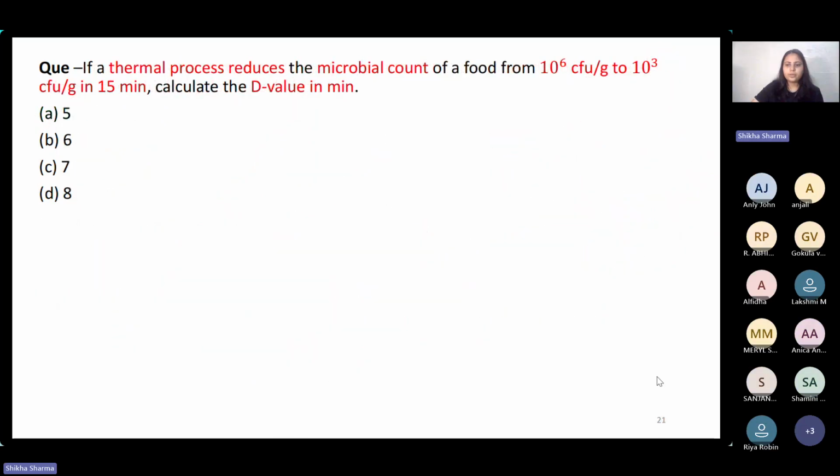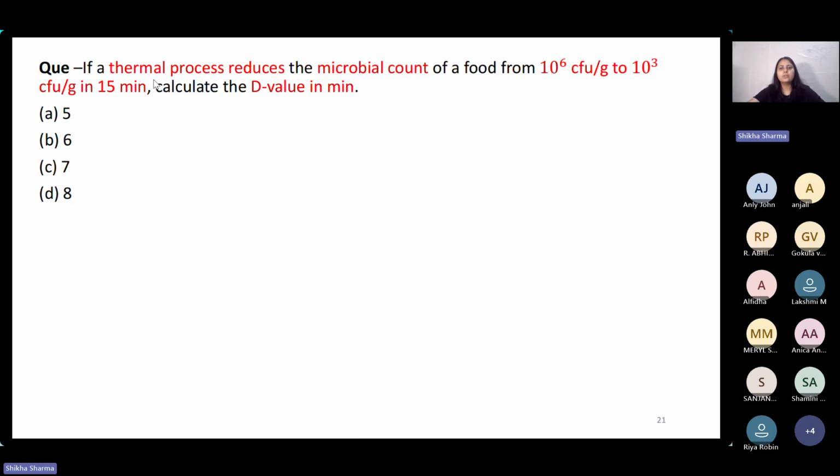Okay, so is everyone clear with the previous question? Can we move to the next question about D value calculation? So next is this D value calculation.